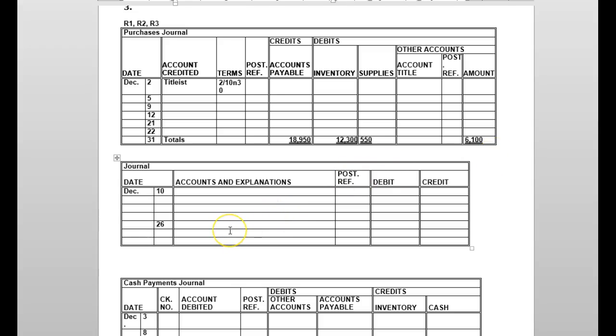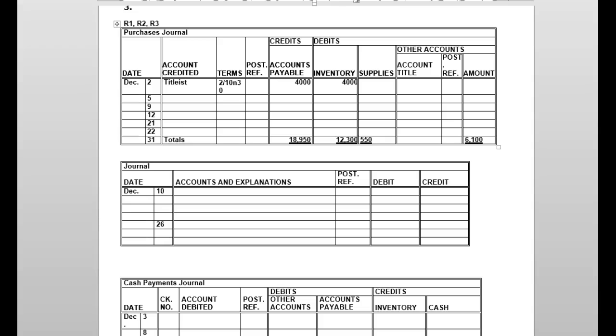So the first one says they've purchased inventory on credit, so you know immediately to use your purchase journal. You're going to put the vendor name here, the terms here. We're going to skip this for now, and we're going to look at how much did we purchase. Well, we purchased $4,000. So we put $4,000 in here. What was it for? It was for inventory. So we'll come over here and put $4,000 here.